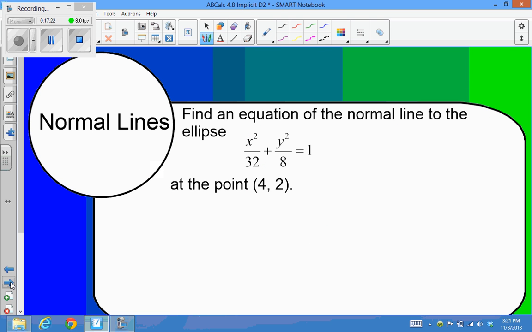Normal line, don't forget that normal lines are ones that are perpendicular to the tangent line.